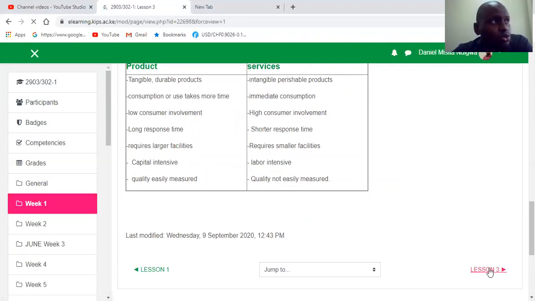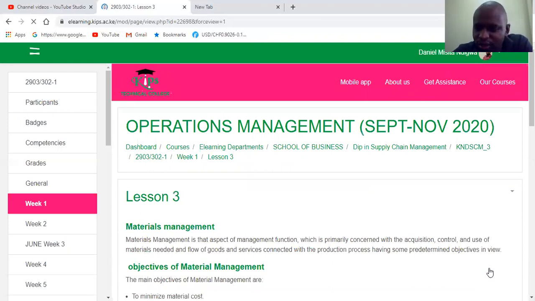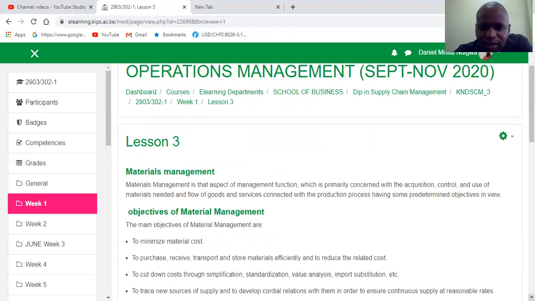The last thing that we are going to cover today is the issue of material management. What is material management? Material management is the aspect of management function that allows the acquisition, control, and use of materials needed for effective flow of goods and services. And these are connected to the production process.